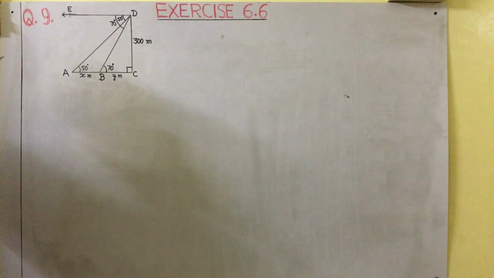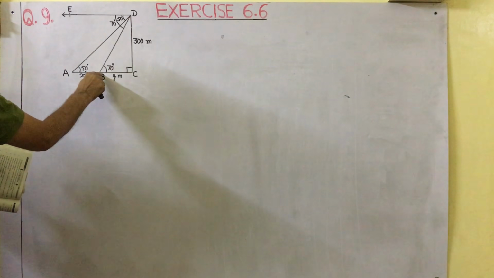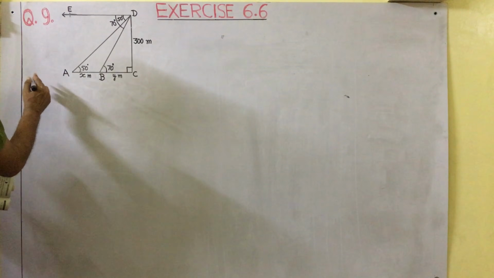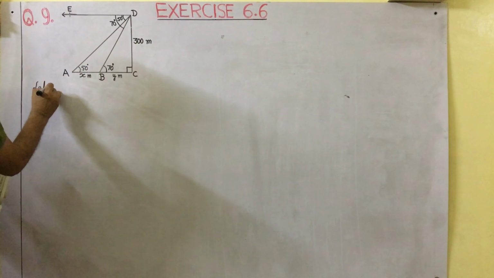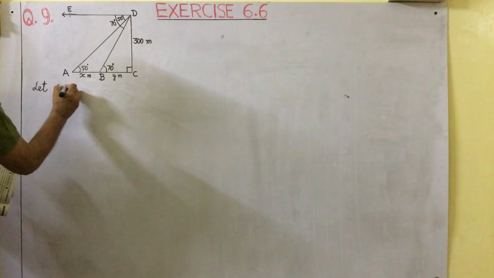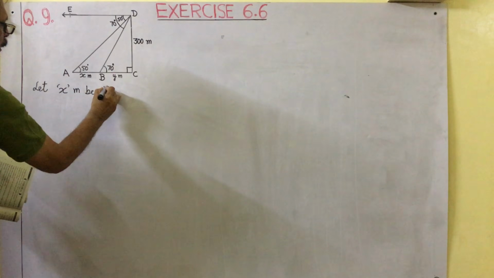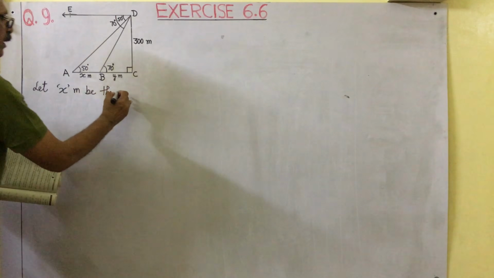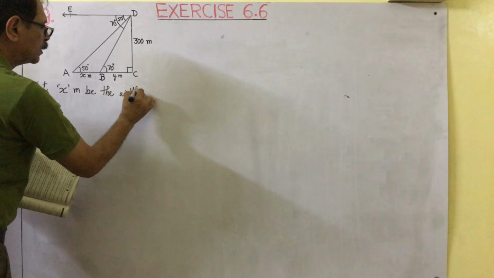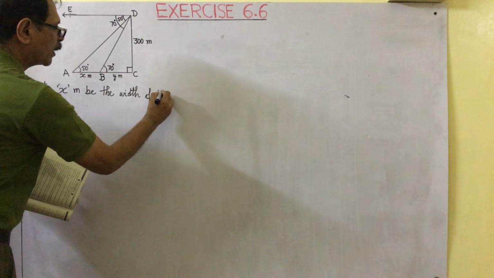Width of the river: AB is actually the width of the river. This is one shore, this is the other bank. So AB is the width of the river. Let AB be x meters. Let x meters be the width of the river.